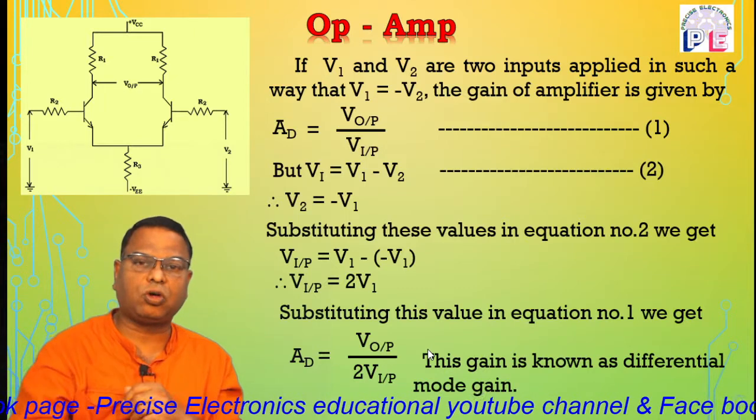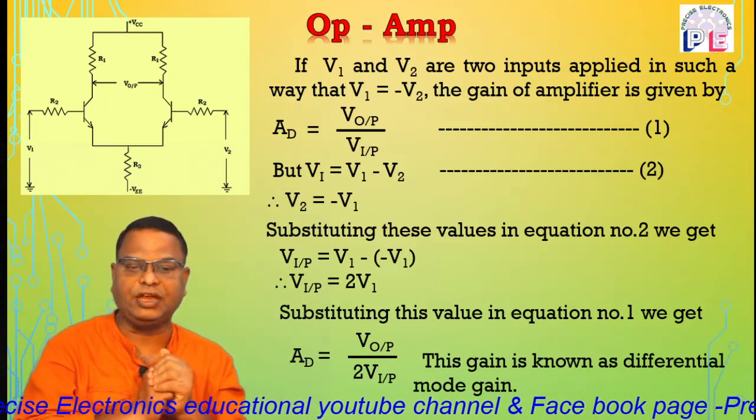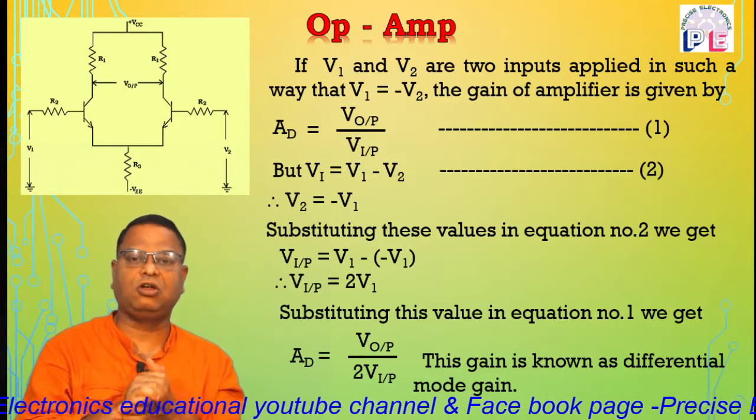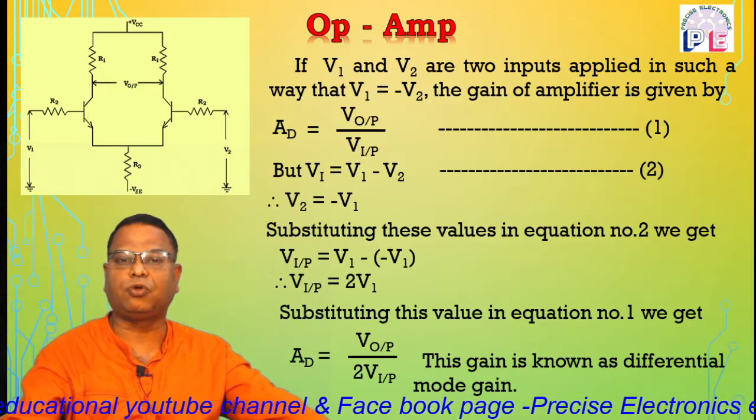So the gain of the amplifier in differential mode is given by V output upon 2 times V input. Differential gain, or gain of the amplifier in differential mode. So it is a differential mode gain.